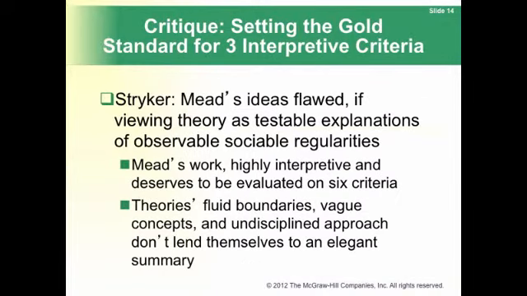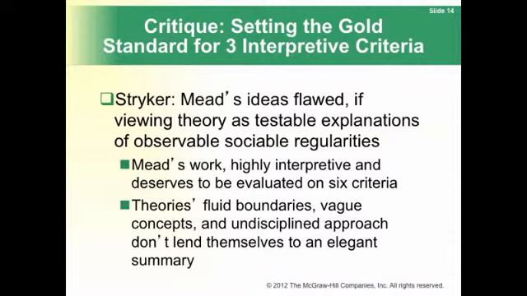So what are some critiques for symbolic interactionism? Well, one is, if you're looking at theory as testable explanations of observable, sociable regularities, that doesn't work, right? There's nothing that you can do that's testable about understanding people's meanings and their own images of themselves and how others see them. Mead's work is interpretive, right? So you've got to look at the 6 criteria. So you can't say, oh, well, this is flawed because it's not testable. Well, it's not meant to be testable in a specific scientific way, so you have to look at those 6 criteria of the interpretive to really look at it.